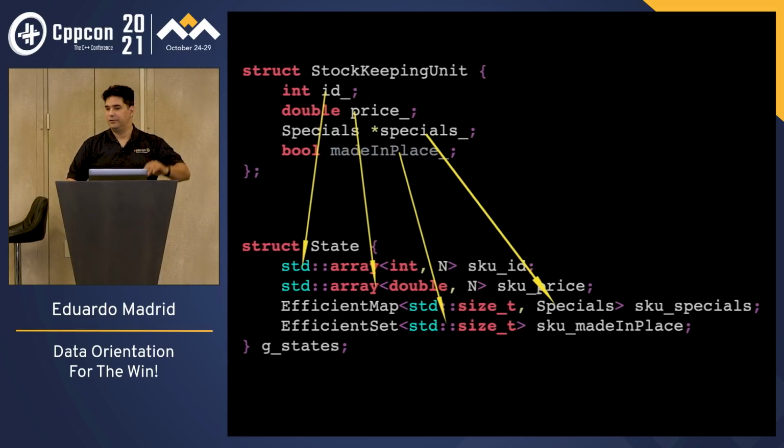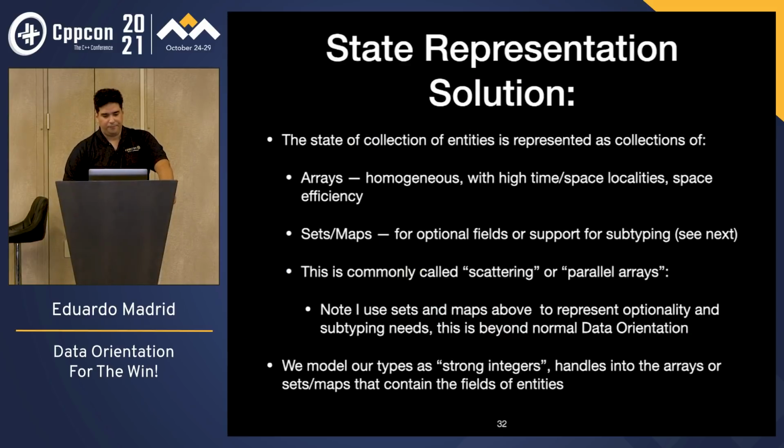Questions so far? If you get to understand this, then the rest is going to be just benefit for you. All right. So let us recapitulate how we can do an equivalent representation for the state of the objects. Okay, we use arrays with sets and maps for optional fields or for support for subtyping, and I will tell you about subtyping in a moment.